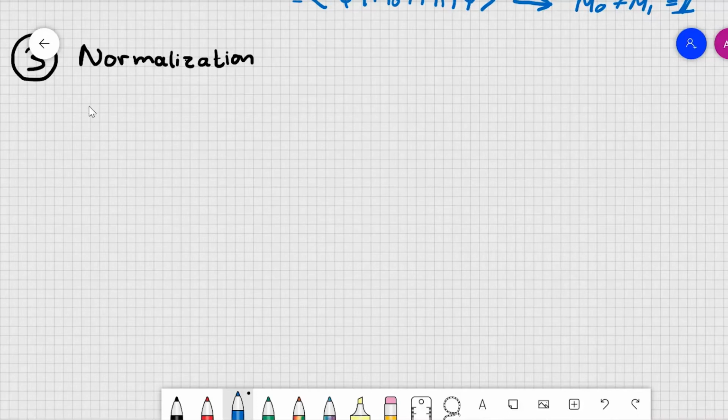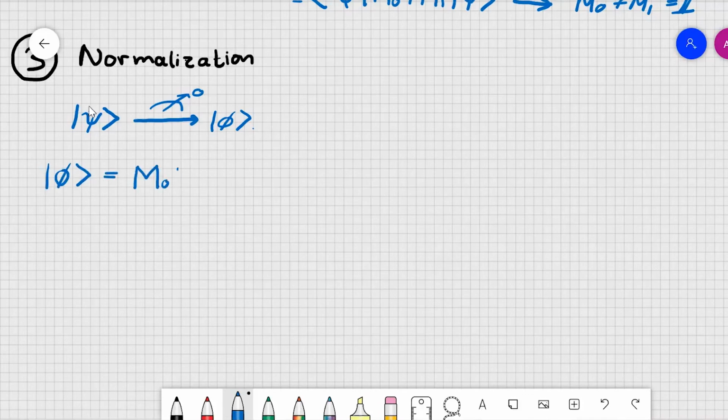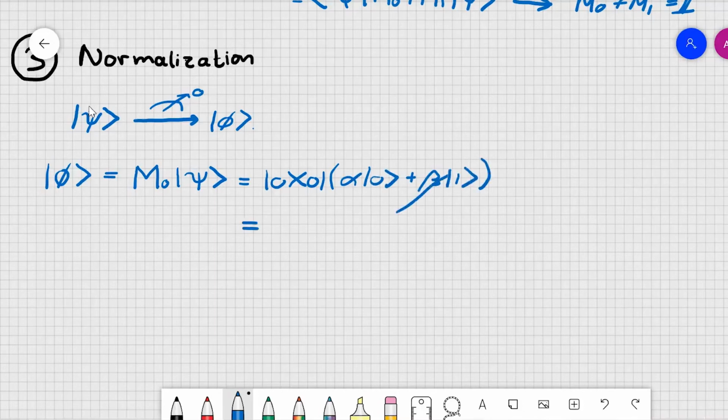The last rule to keep in mind is the normalization rule, which is about the state that remains after the measurement. So suppose we have a state psi and we measure the state in a z-basis. The measurement outcome is 0 and the remaining state is phi. Now we could ignorantly say that phi will just be the multiplication of the measurement operator M0 and ket psi. Let's work this out. |0⟩⟨0| times alpha 0 plus beta 1. Now we can cross out the beta term again, and we're just left with alpha ket 0.